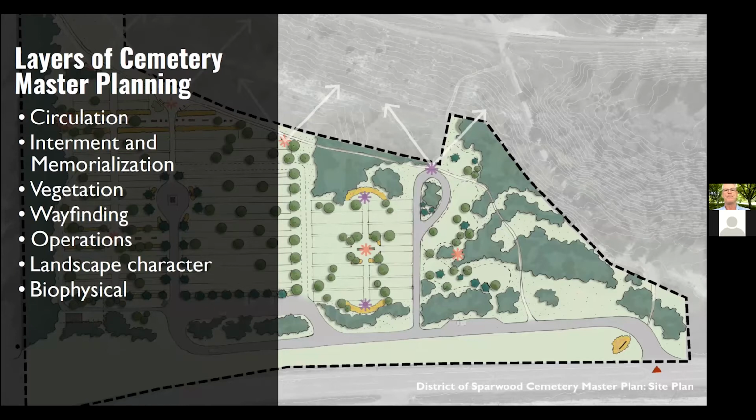When we're doing this kind of work, cemetery master planning, one of the devices that we found to be very effective in breaking the task down into different component parts is to consider them as layers. This is a common planning device for all kinds of different urban and landscape planning. But one of the most important in a cemetery is what we call circulation, and that is the way in which people and equipment move through the property. And there should be a hierarchy of circulation.